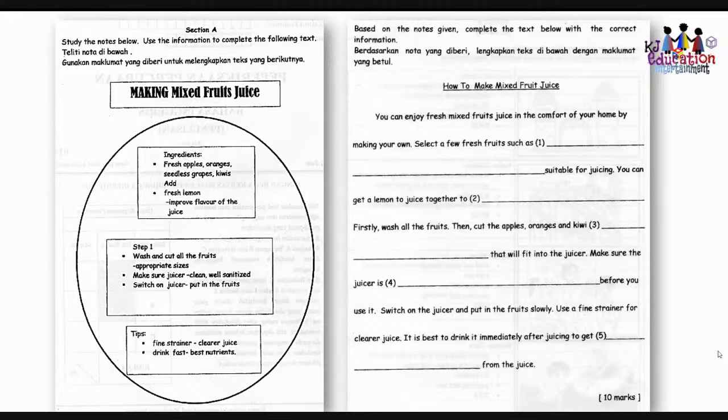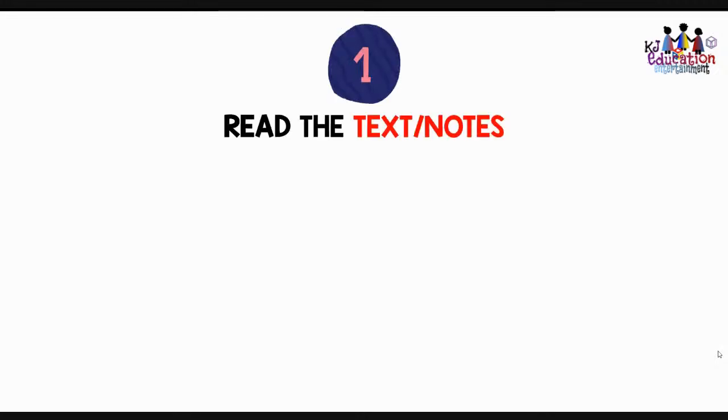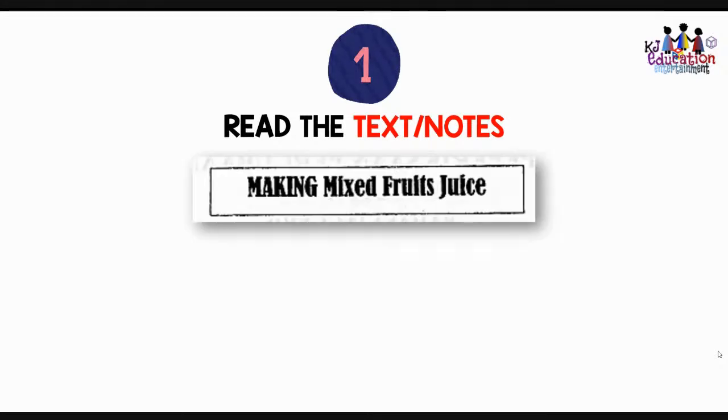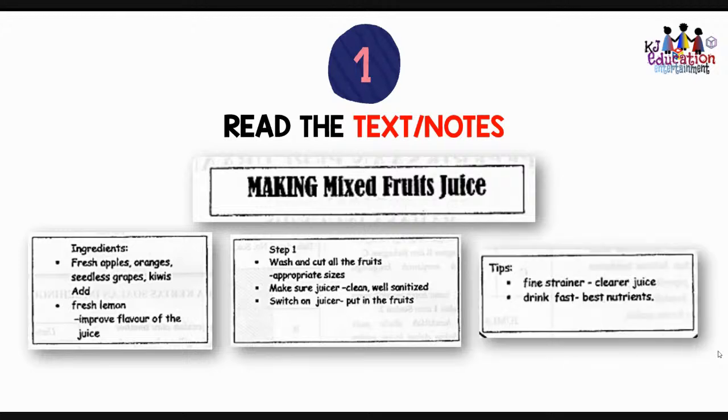So remember, what is the first step before you transfer your information? Yes, read the text or the notes given. So these are the information that is given to you. Let's read together. Making mixed fruit juice. You can see the ingredients. We have fresh apples, oranges, seedless grapes, kiwis. Add, so what do you add? Fresh lemon, improve flavor of the juice. So these are the information here.